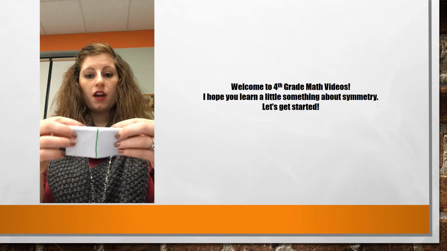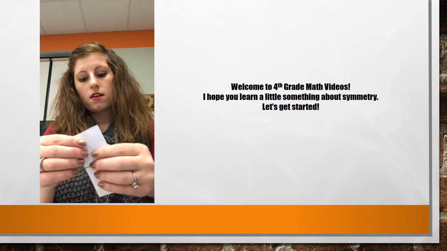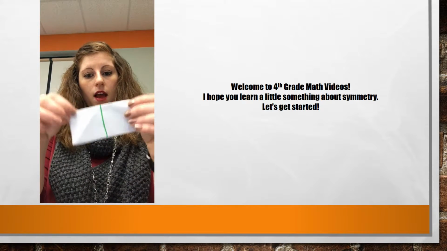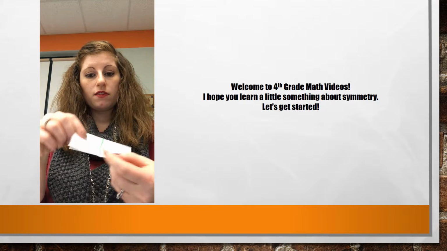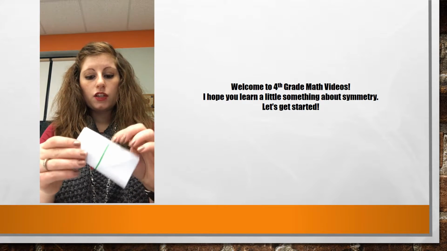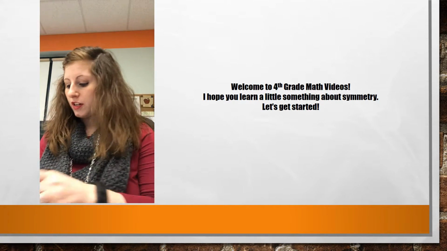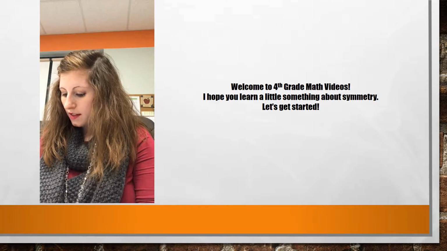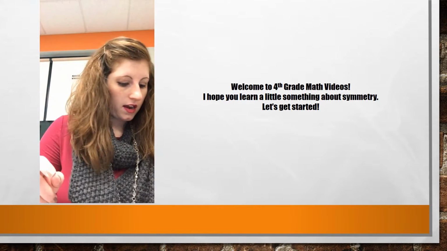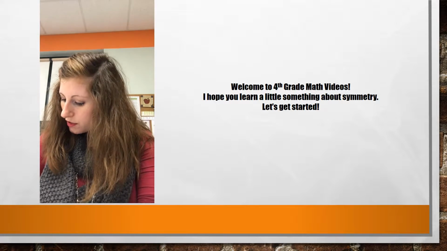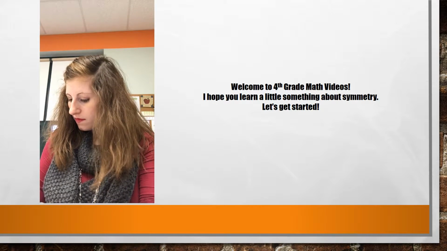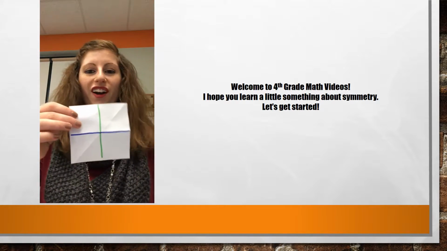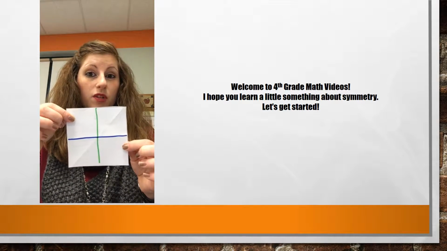So if I fold it the other way, I still have nothing overlapping. Both sides are the same, and so that's another line of symmetry. So let me trace that line, and actually I'm going to do it in a different color so you can see. So far our square has two lines of symmetry.